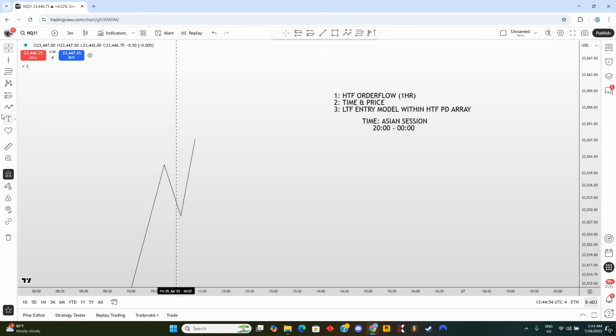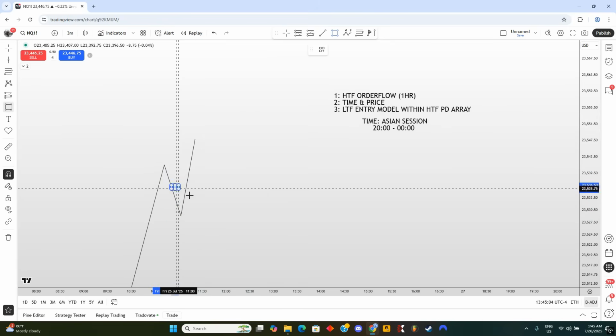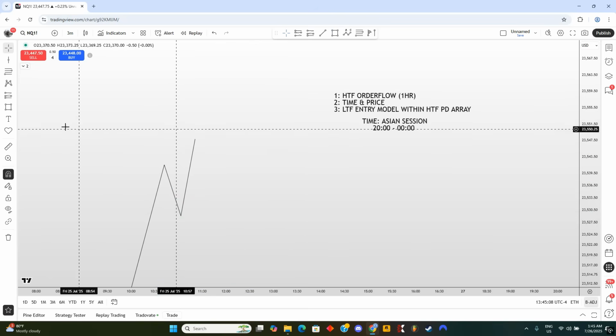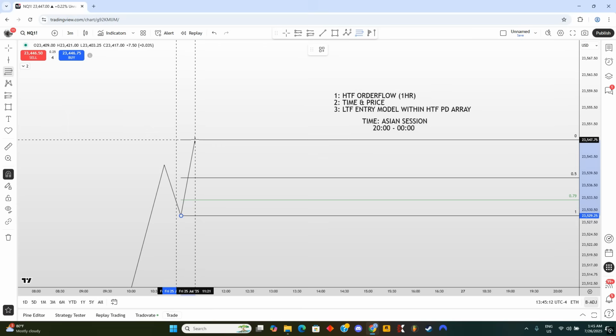First things first, you want to mark out 1 hour PD arrays. These could be a fair value gap, a breaker block, or an order block over here, but it has to be a key level, okay? And preferably, it has to be in a discount.